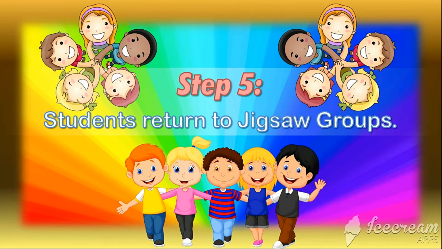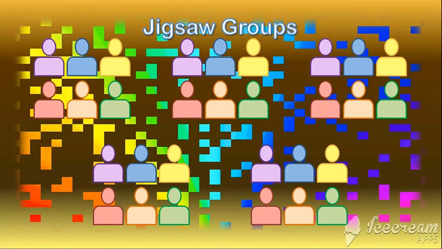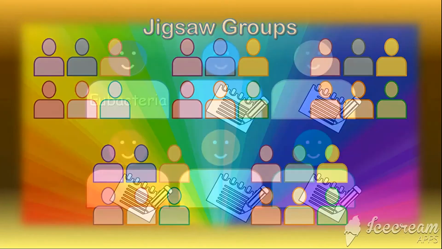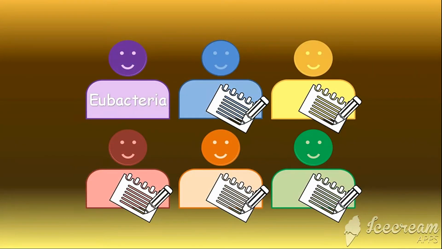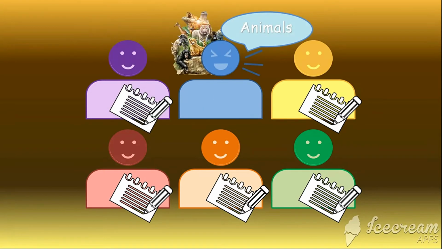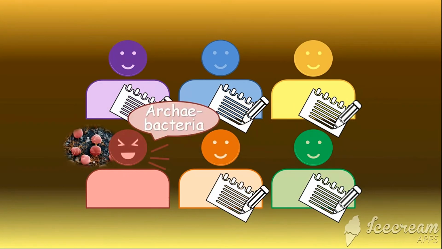Step 5. Students return to jigsaw groups. Now that students have studied their chunks in their expert groups, they return to their original jigsaw groups, where each student takes a turn presenting their chunk of information. Meanwhile, the other students listen carefully, take notes, and ask lots of questions. Once the first expert has gone, the others take their turns. And each expert teaches their chunk of content. The others in the group are learning it.